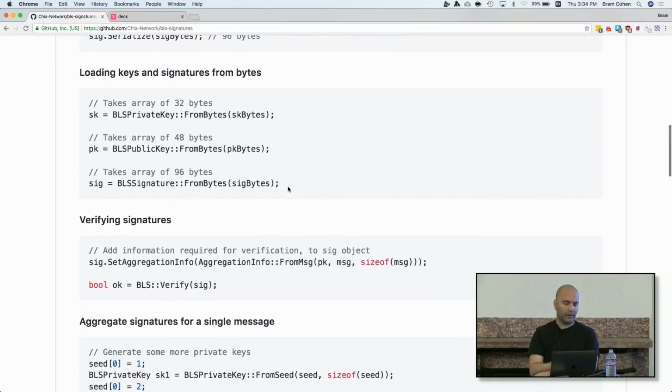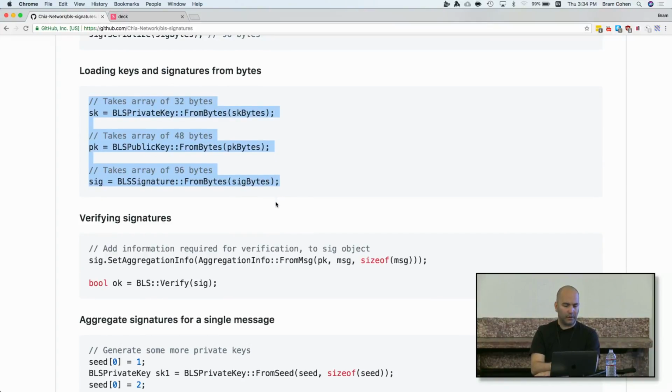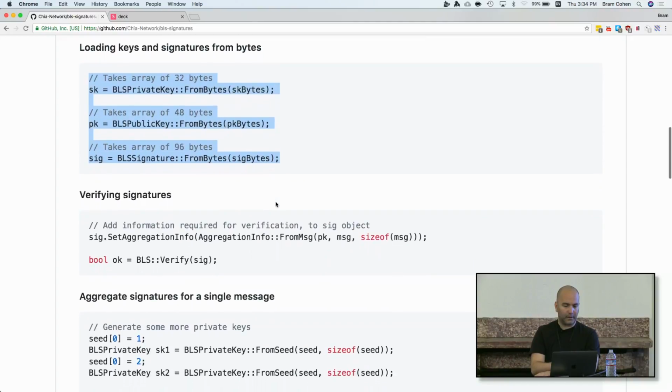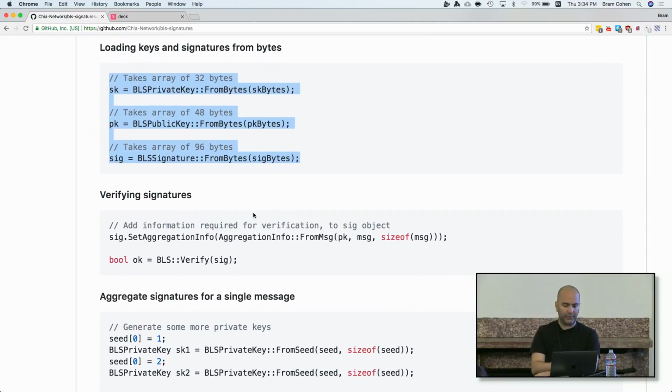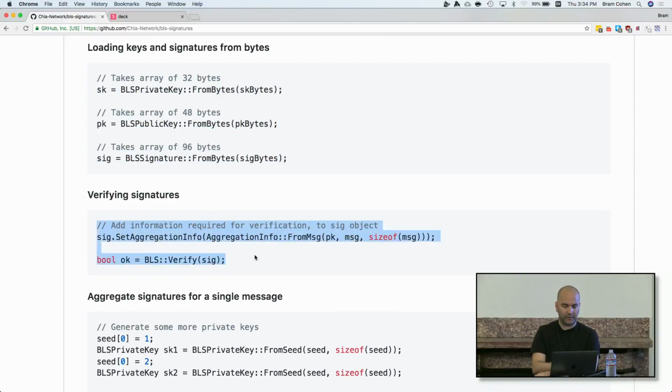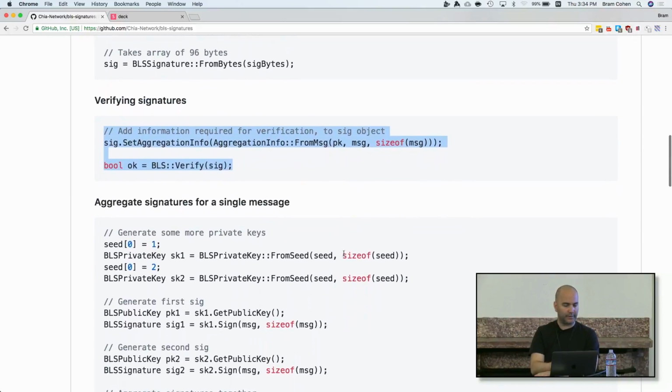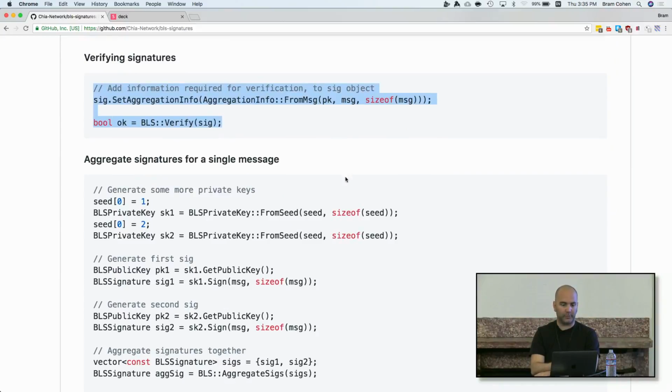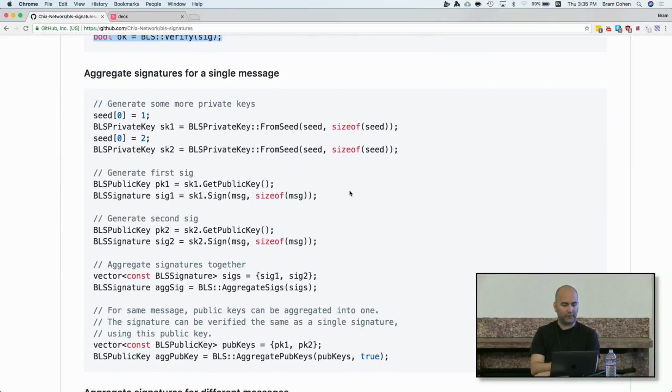All right, so once you have a signature, somebody else can then take the signature and deserialize it, as is shown. And then you can verify it. An interesting subtlety to this API is you need aggregation info. So when you have the signature, you have not only the signature itself, but also the public key that was signed and the message that was signed. This is important. This complexity was added to the whole thing because we can aggregate things.